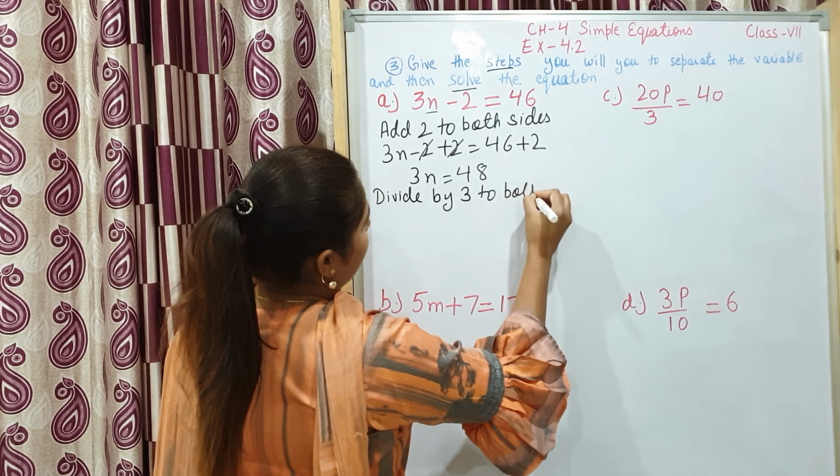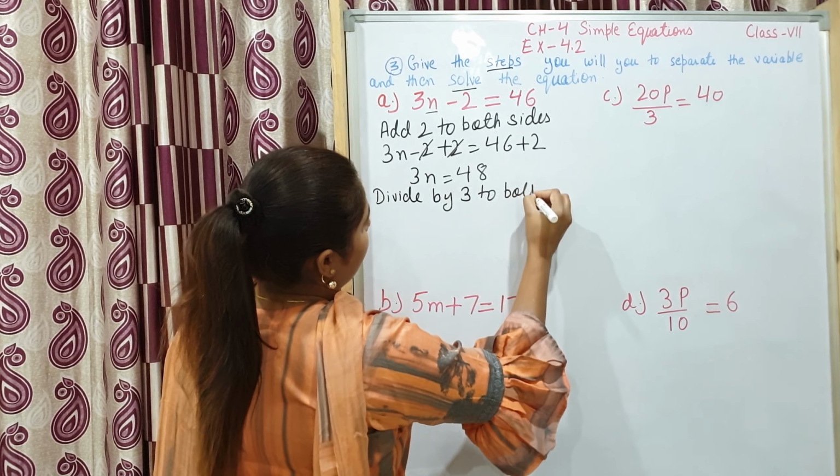Now B part, student. See the B part. Here 5m plus 7 is equal to 17. Now what we have to do? We have to eliminate the number which is present along with the variable. Here the variable is 5m. We will keep 5m as such, not plus 7. We have to remove that plus 7. Here it is plus, so what will we do? Subtract. What do we subtract? That number is 7. So subtract 7 from both sides.